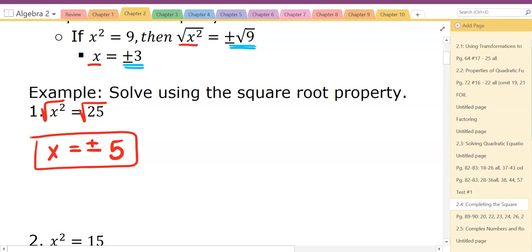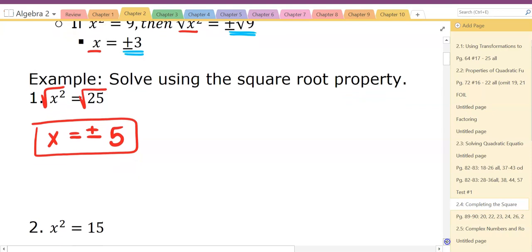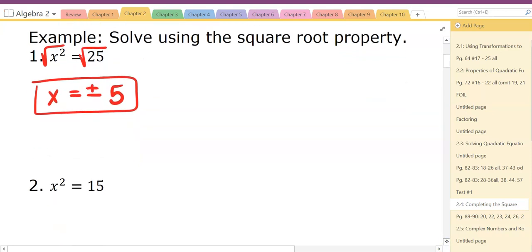Now if we get into those numbers that aren't perfect squares, we talked about this at the beginning of the school year, where sometimes you have numbers that can't be put underneath the square root and get a nice whole number to come out, like we'd get decimals. So in the second one, x squared equals 15. If I square root both sides, the square root of x squared is still going to be x. I'm still going to need a plus minus sign in front.